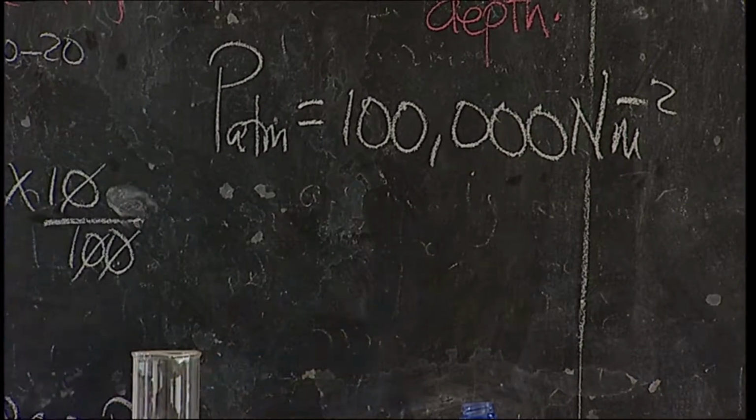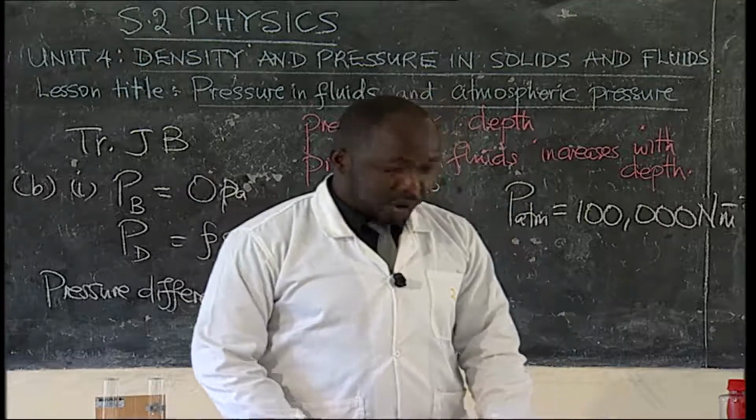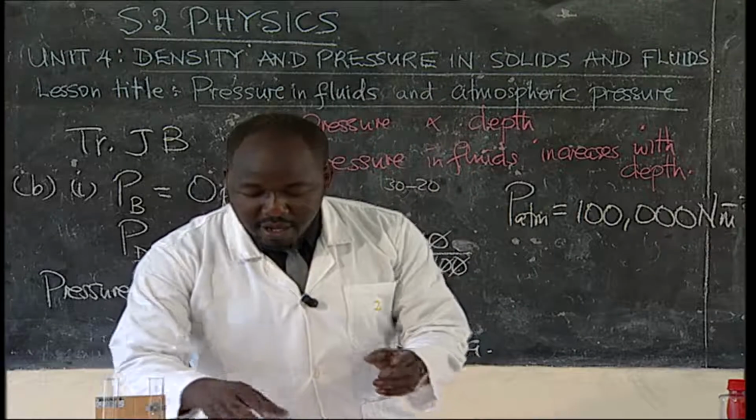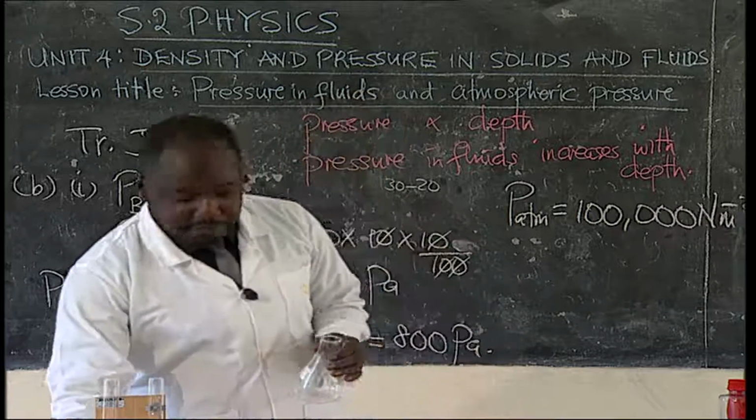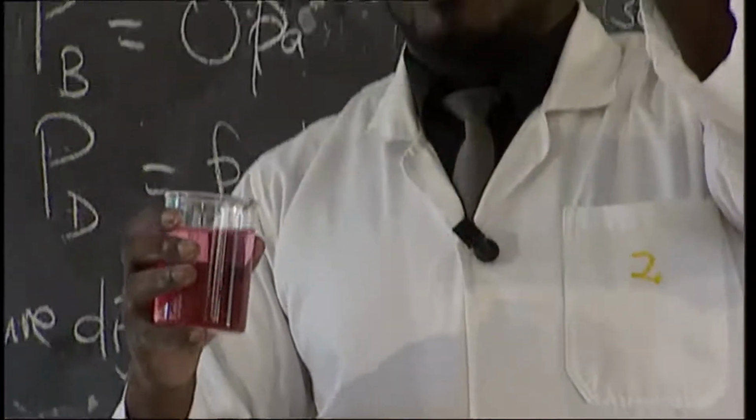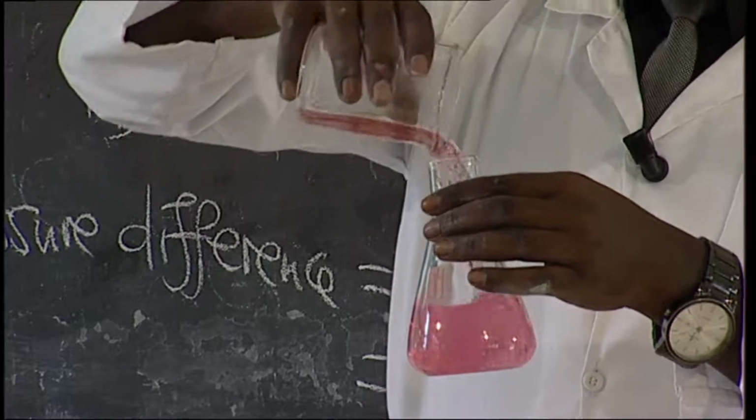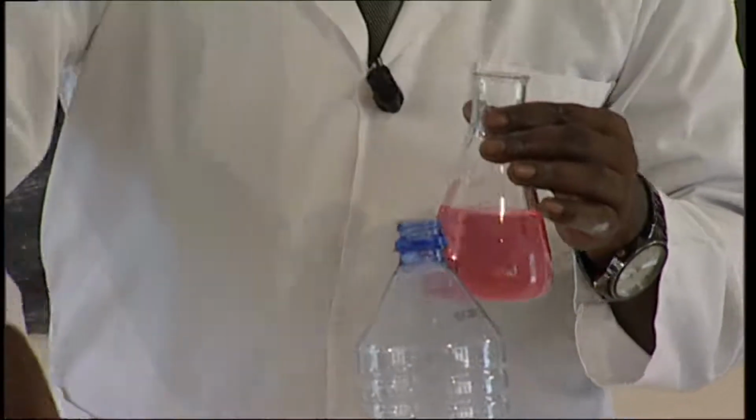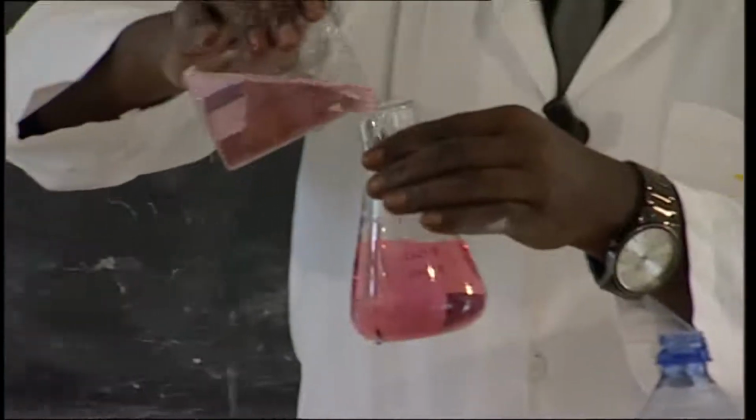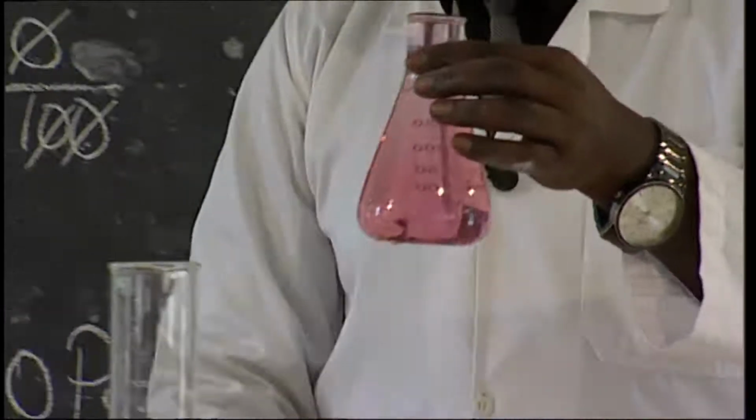But for now, we want to perform some demonstration to show you the existence of atmospheric pressure. And one of the demonstrations that we are going to have is quite very easy. You can perform it at home. You get a bottle. Here I have a conical flask. I'm going to try to fill it up with the water. This is water. I just colored it so that you are able to observe it well. So I'm going to add some more water until it is full. Right there, it is full.